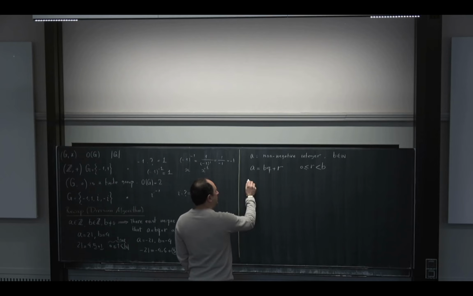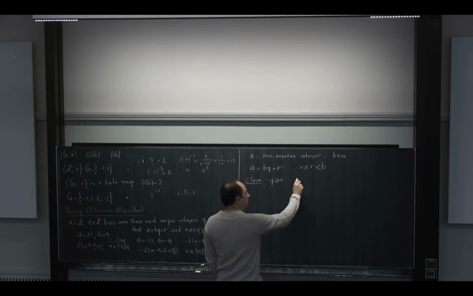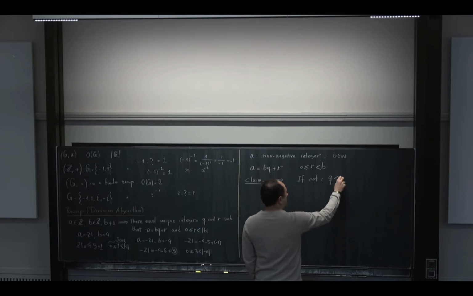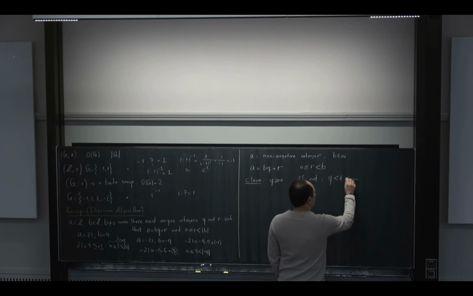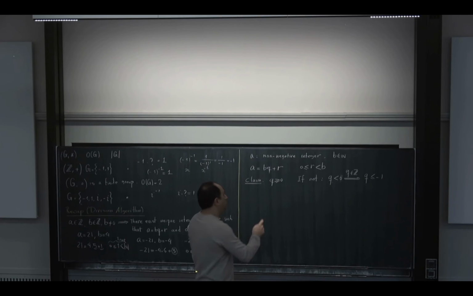So my claim is, in this particular case, Q should be non-negative. So if not, what happens? If not, it means that Q is less than zero. But I want to see that this is a contradiction. If Q is less than 0, because Q belongs to Z, according to the division algorithm, this means that Q is less than or equal to -1. Yes? And then I multiply both sides of this inequality by B. Because B is positive, I don't have any problems.